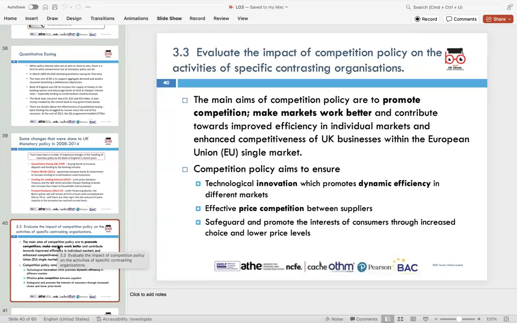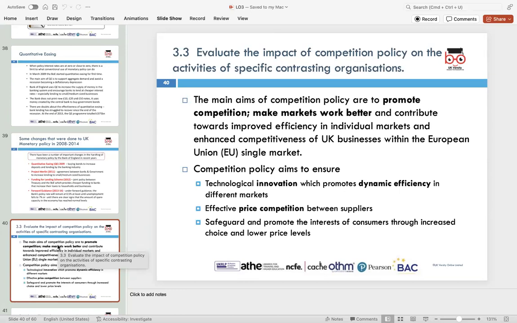Okay. The main aims of competition policies are to promote competition and make markets work better. So basically, the objectives of competition strategy are aimed at promoting competition, improving the functioning of markets, and making a contribution to achieving more efficiency in particular marketplaces and towards increased competitiveness of enterprises in the United Kingdom.